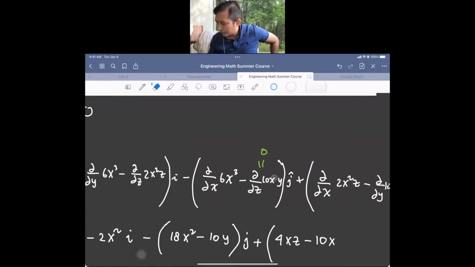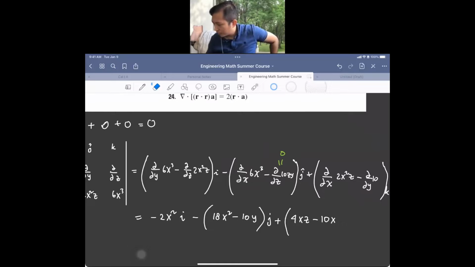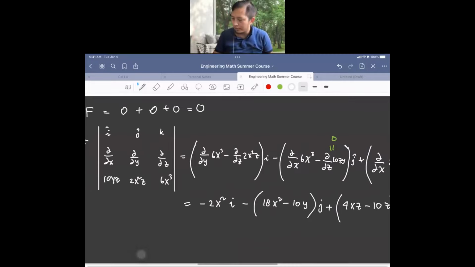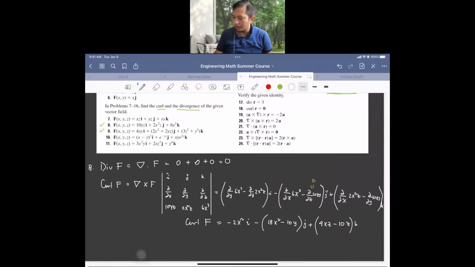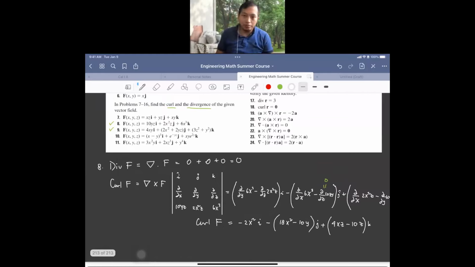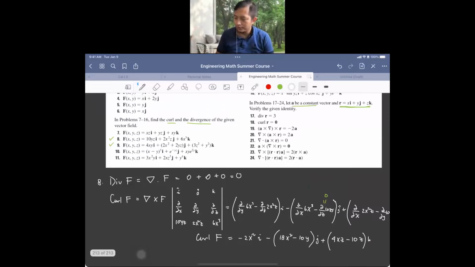Oh, it's not X, it should be Z. This is also Z. Now it's correct. Yeah, and then this is our curl F. Okay, so basically, just mastering your dot product and your cross product, and you should be able to solve this equation. I think this is not too difficult, right?